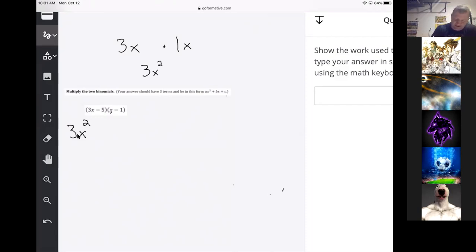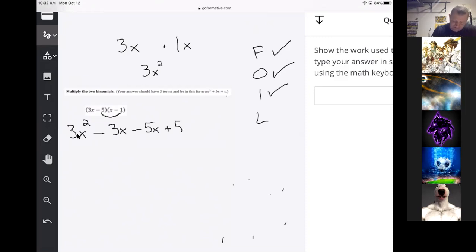Okay, now we got what? The outer. So we did the first, outer, inner, last. What's 3x times negative 1? What do we get? Negative 3x. Check. Inner. That times that is, I want to make sure I'm not going too fast, negative 5x. And what do you get when you multiply the last? Type that in the chat. Yeah, negative 5 times negative 1 is positive 5.